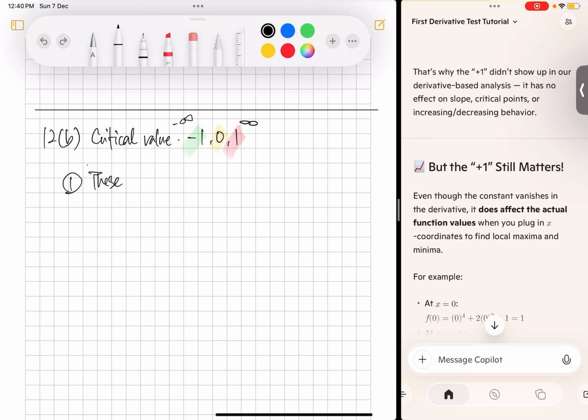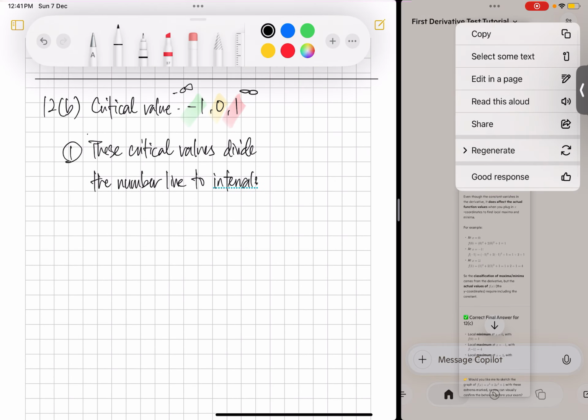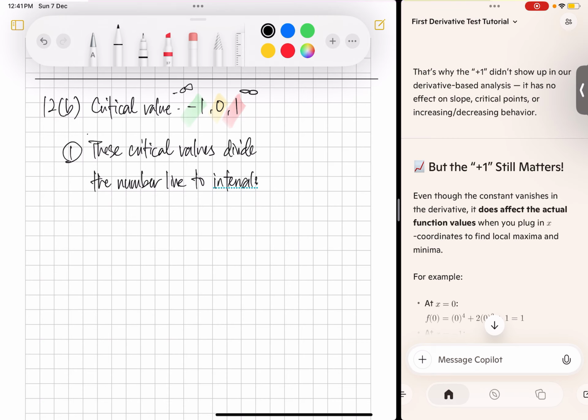The sentence is: these critical values divide the number line into intervals. That is the sentence that you have to memorize. These critical values divide the number line into intervals. And how does it do that? So, like I said, we're going to have to write down infinite on one side and then infinite on the other side, right?